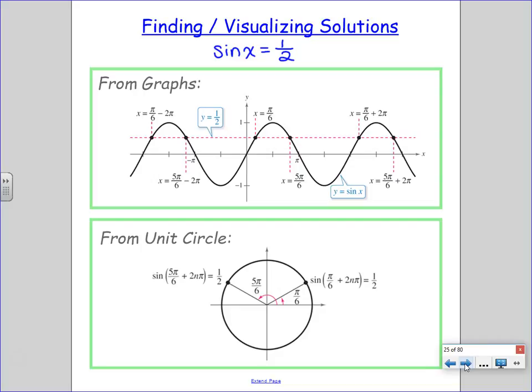Now, you don't have to write this down. Unless you want to just say, finding, visualizing solutions, and write down, you can use graphs or you can use the unit circle. But I wouldn't write all the illustration down. Here's the difference. Which one did we just use to figure out when sine was 1/2? Yeah, we thought unit circle.